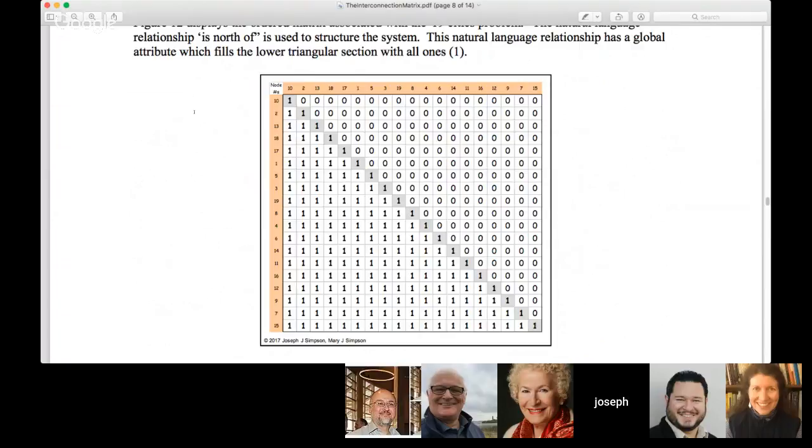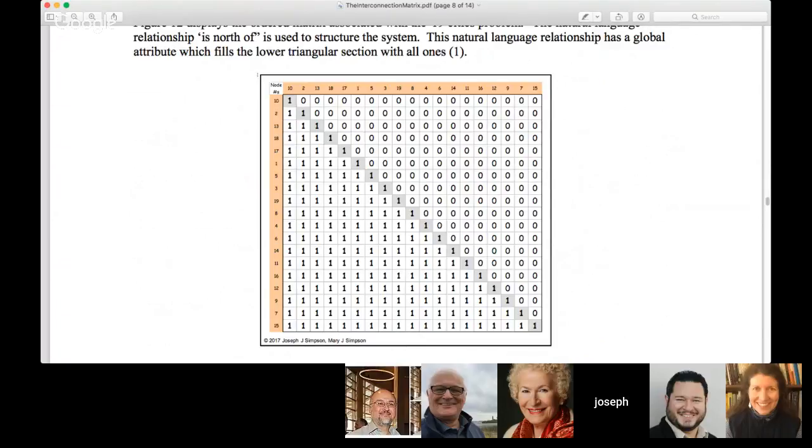For example, here we have the is north of natural language relationship, which is a geometry type of relationship. This is from the 19 cities problem, and the 19 cities are all ordered here. And you can see that the lower triangular is all 1s, and the upper triangular is all 0s.